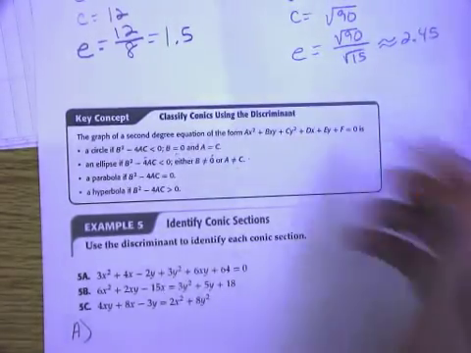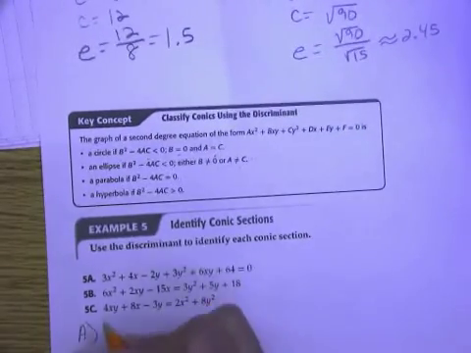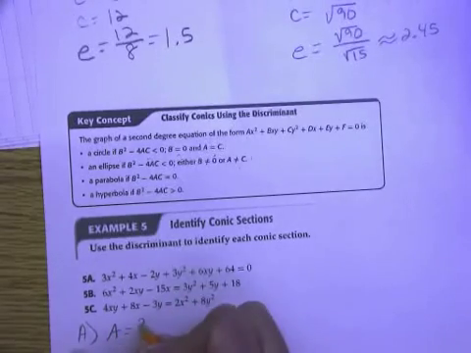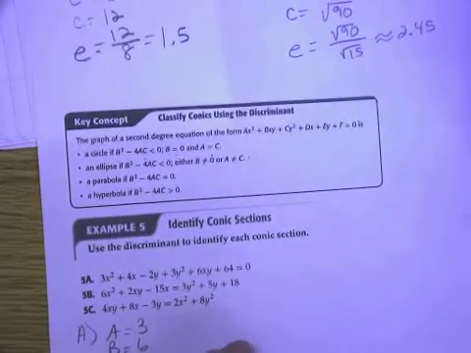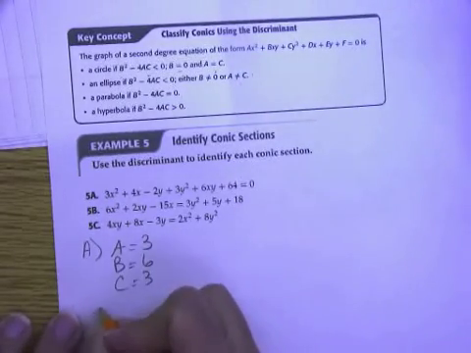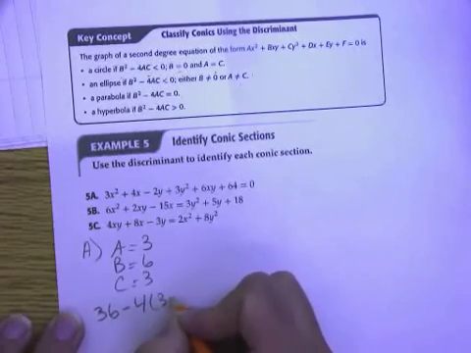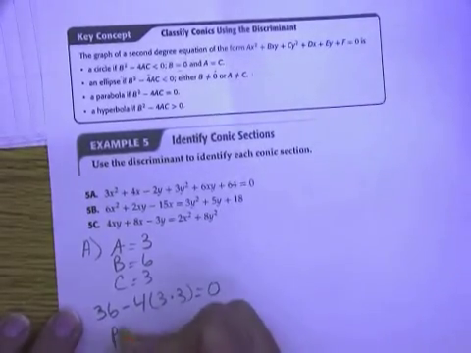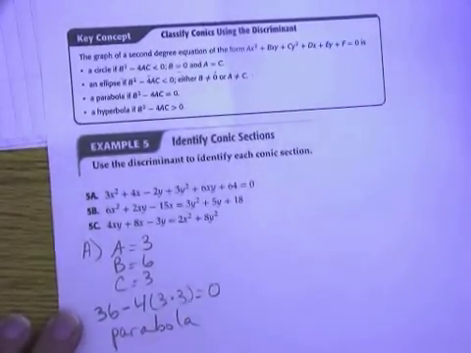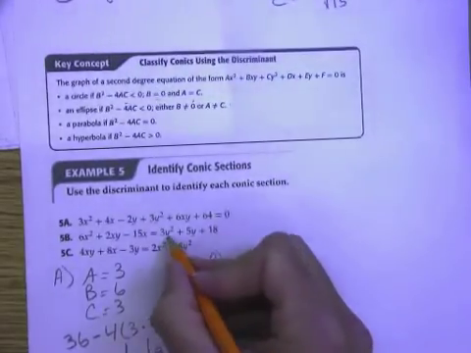Let's take a look at part A. It is mostly in this form. It's not in the right order, but everything's on the same side, so that's okay. So I know my a value is 3. My b value is 6, and my c value is 3. So that means b squared, which is 36, minus 4 times 3 times 3. Oh, well, that's 0. That makes it a parabola.